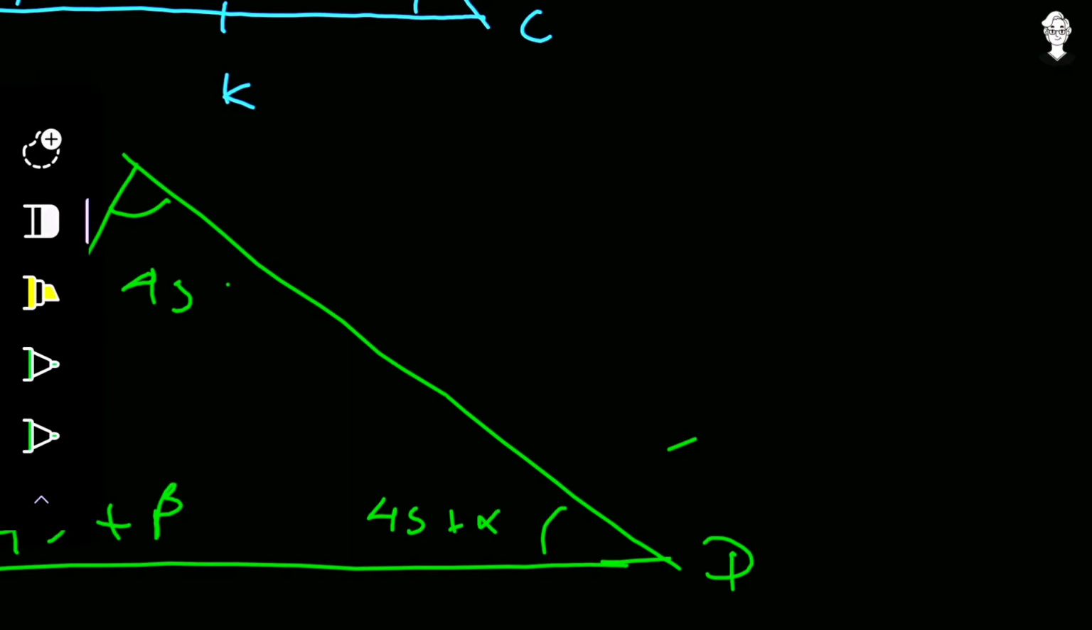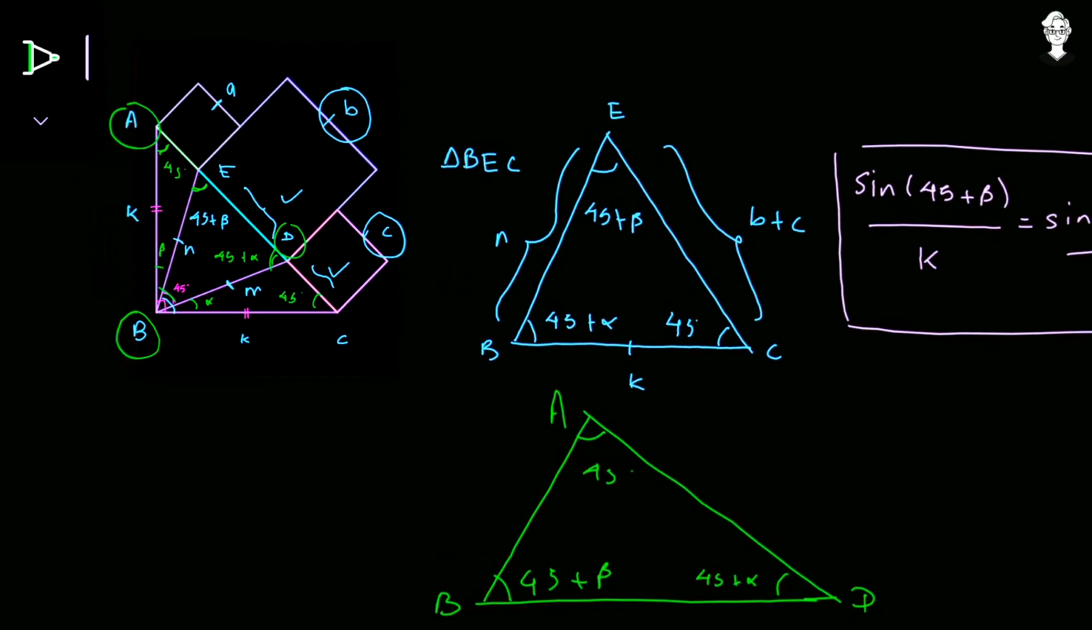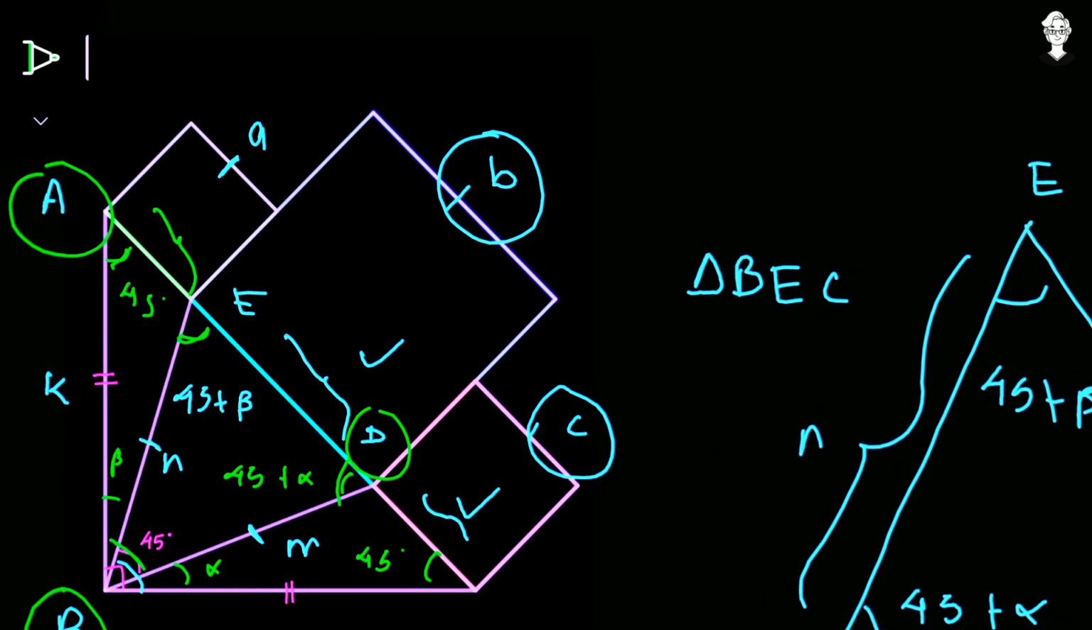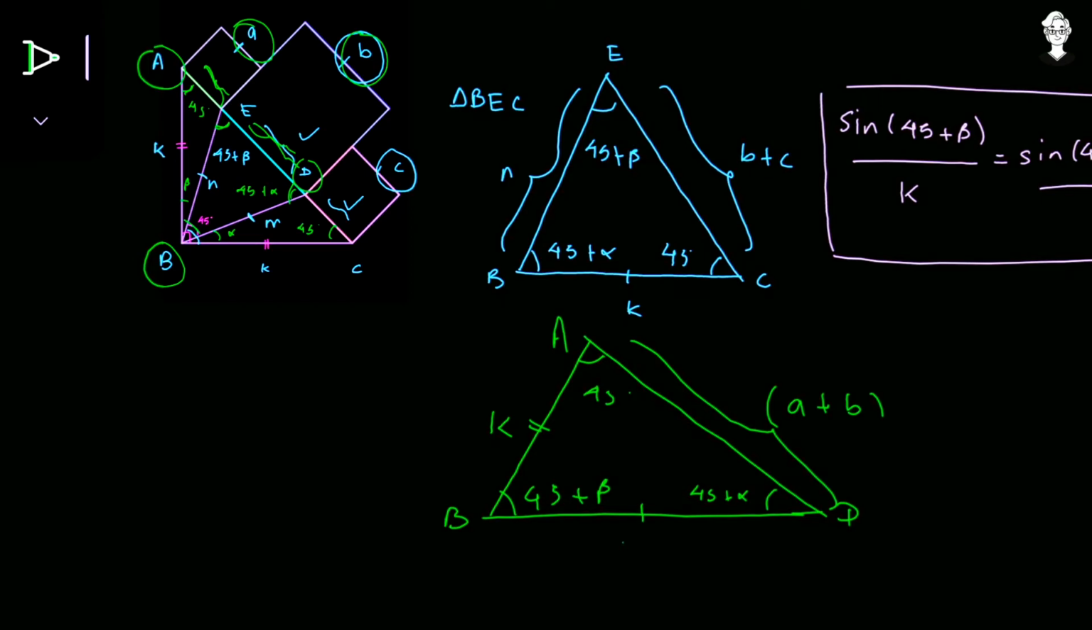Now we have to mark its three sides and again use the sine rule. So in this diagram the value of AB is equal to K. The value of AD is this much length plus this much length. This much length is already equal to A, this is equal to B, so the complete length from A to D becomes A plus B. And BD is equal to M according to this diagram.